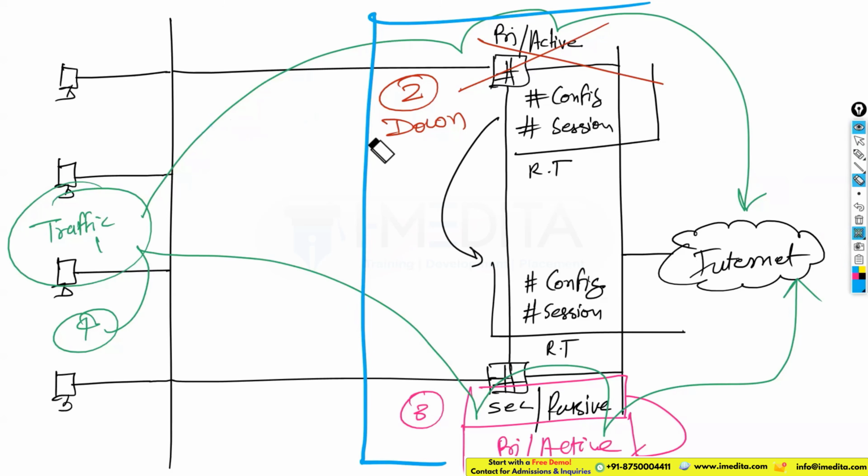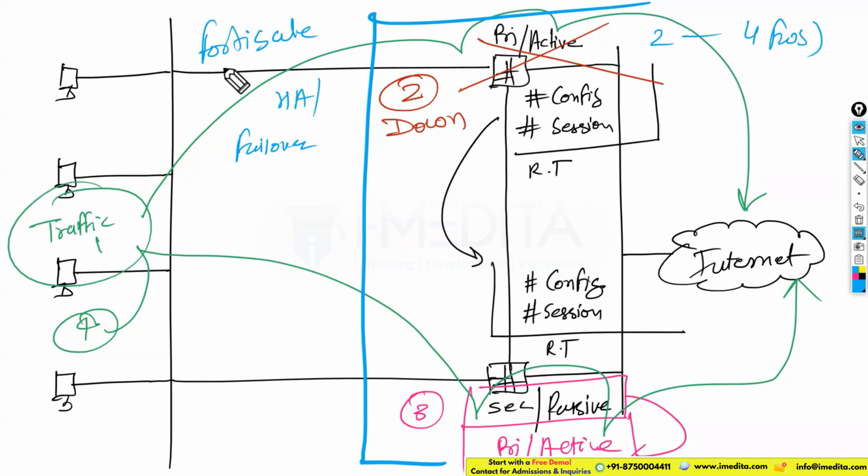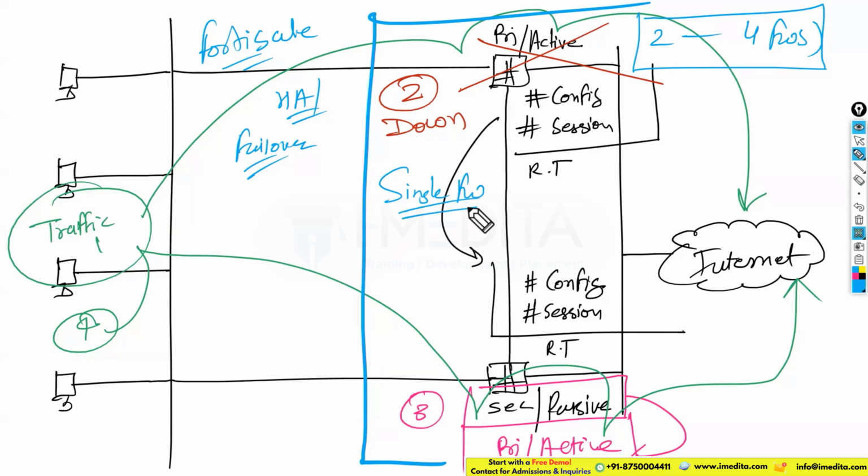With the help of HA or failover, we group 2 to 4 firewalls. Yes, in FortiGate HA or failover, we can group 2 to 4 firewalls and we can treat them as a single firewall. We will group multiple firewalls and we will use them as a single firewall. One will be primary, it means active.